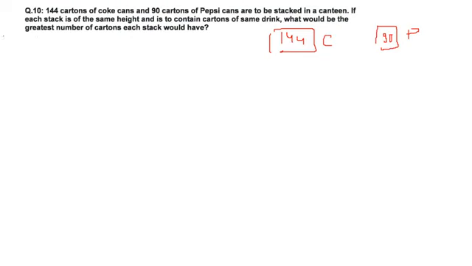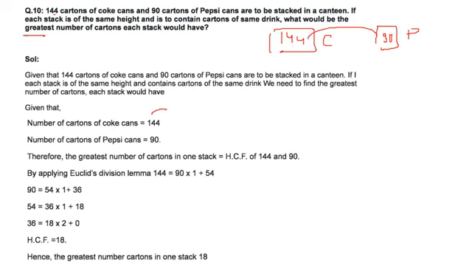Now the question is asking about the greatest number, that is, the highest, and there are two different entities, two different numbers. So we need to find the common one, because we have to stack it on the shelf. So we have to find the HCF of 144 and 90. You know by now how to find the HCF using Euclid's lemma. This HCF will be 18. This is the greatest number of cartons in one stack: 18.